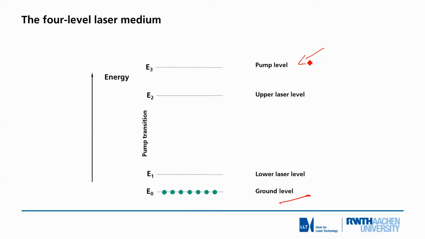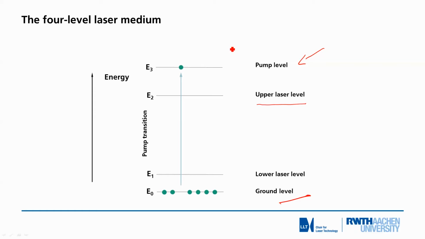This pump level is above the upper laser level, because most of the energy will be absorbed by the medium such that we will populate not only the upper laser level itself, but also levels above that, which then relax to the upper laser level. Then we will have the laser process to come back to the lower laser level, and from there the relaxation starts back to the ground level.